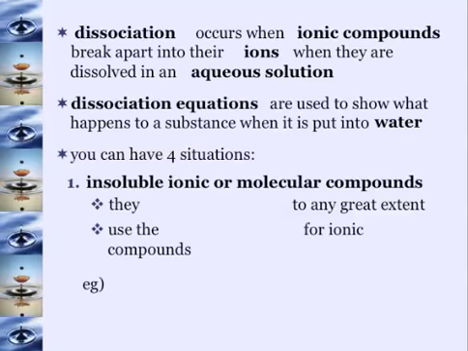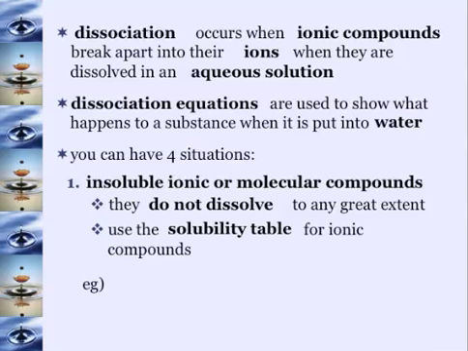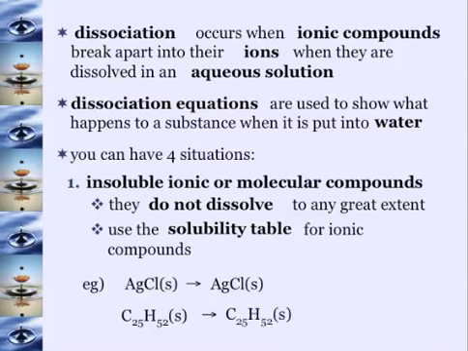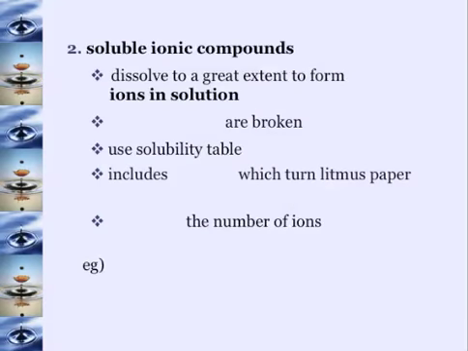You have insoluble ionic or molecular compounds. These do not dissolve to any great extent, and they use the solubility table for ionic compounds. For example, AgCl, okay, it's a solid, it doesn't break apart, it's still there. But when we have C25H52, okay, this is also going to be a solid. These are things that do not dissolve. If we look at our solubility table for ionic compounds, they have low solubility, okay?